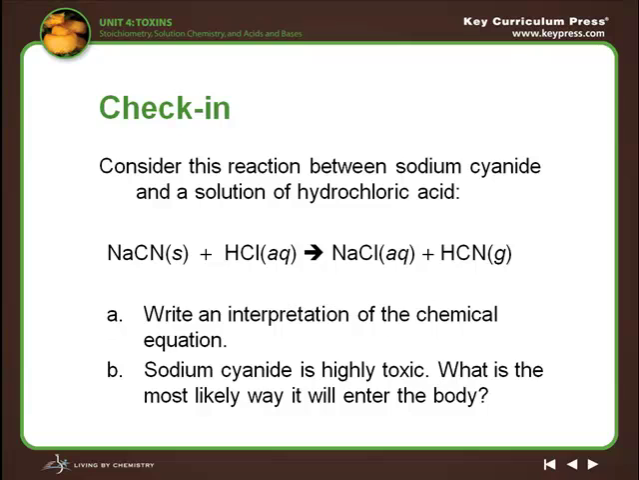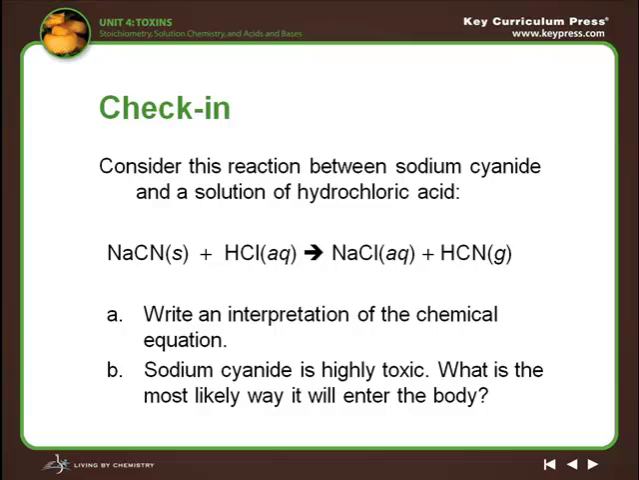So how do you think it will get into the body? How could it get into the body? What's a possible way? Yeah. If you eat it. If you eat it, because it's a solid, that's a way for it to get into the body. Also, what's it react with? Hydrochloric acid. Where's hydrochloric acid found? In your stomach.